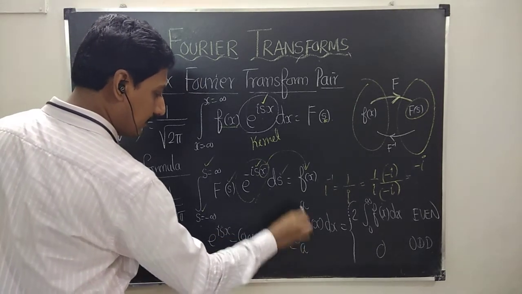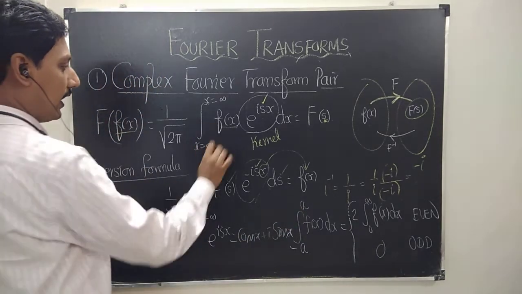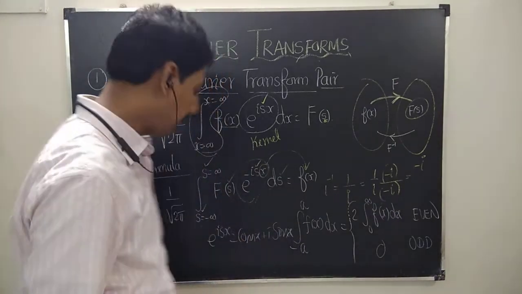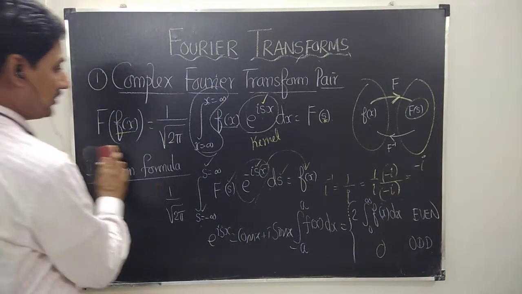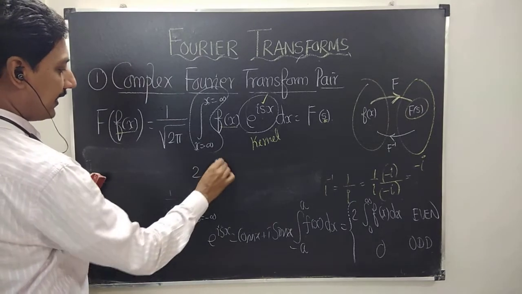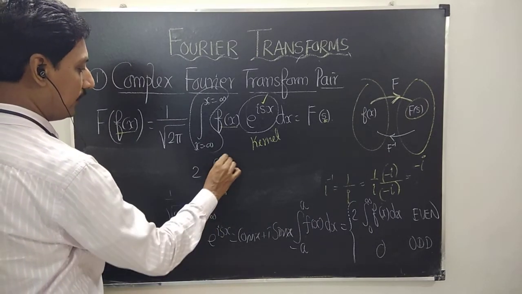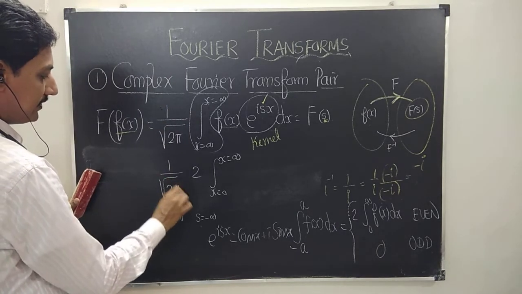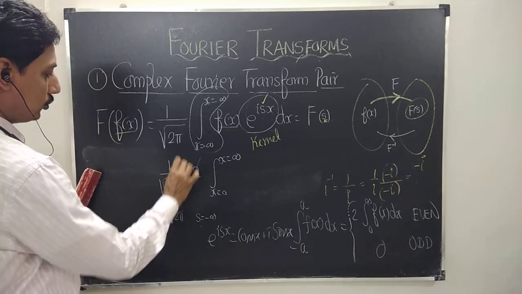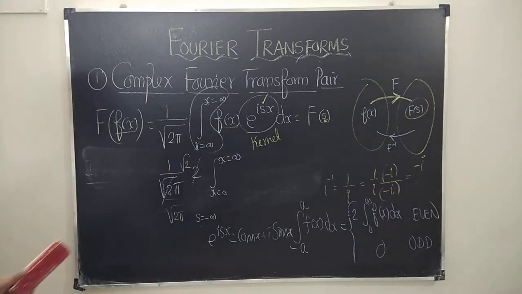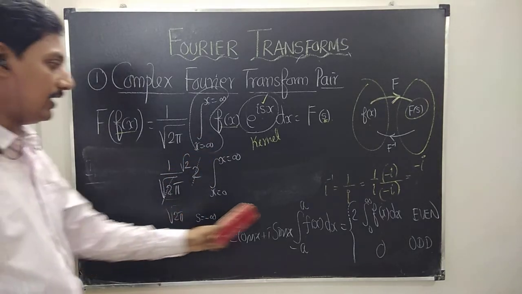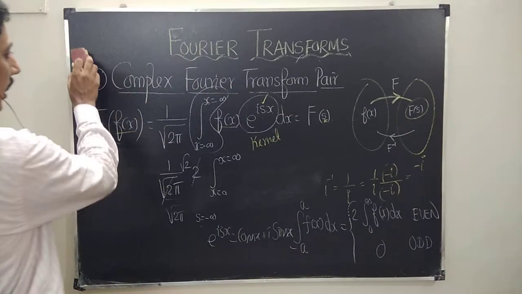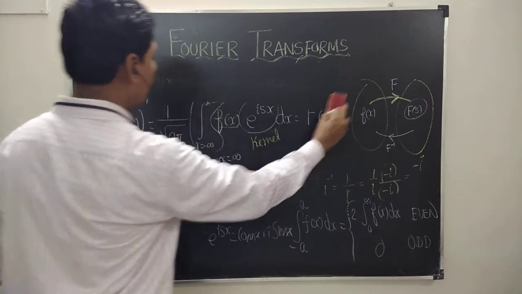Is that right? And what happens under the case of even? This becomes twice the integral from x equal to 0 to x equal to infinity. What about 1 by square root of 2 pi? This is there. So after cancellation of 1 root 2, this becomes root 2 by root pi. So under the even category, I am going to split up the whole complex Fourier transform into two types.